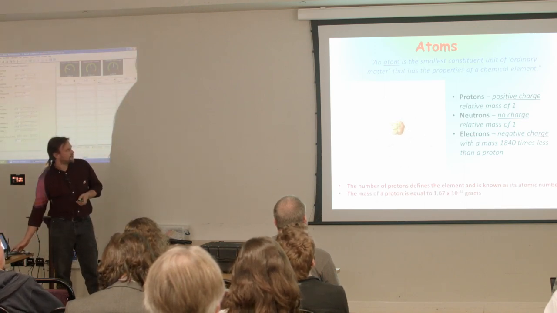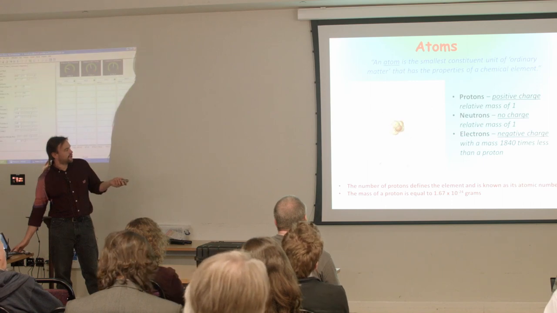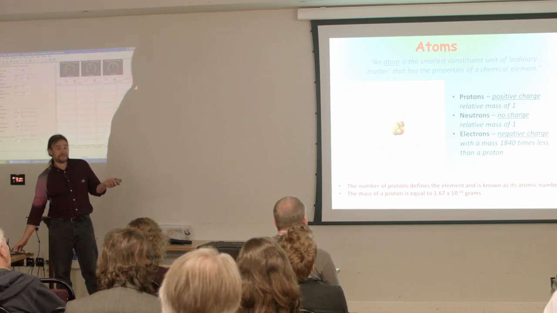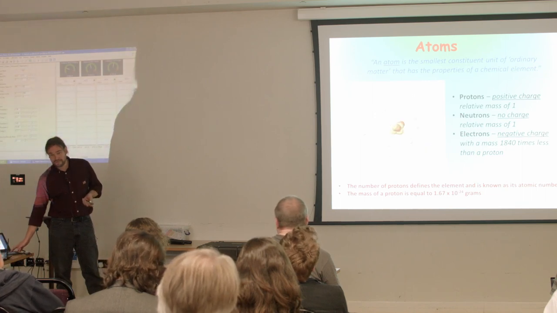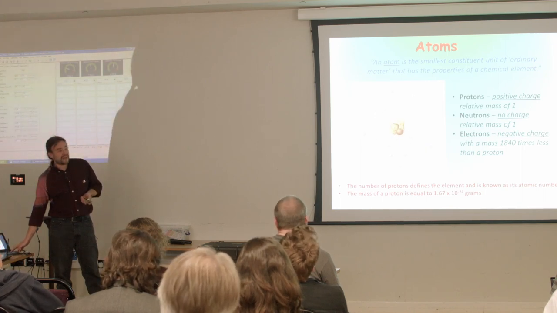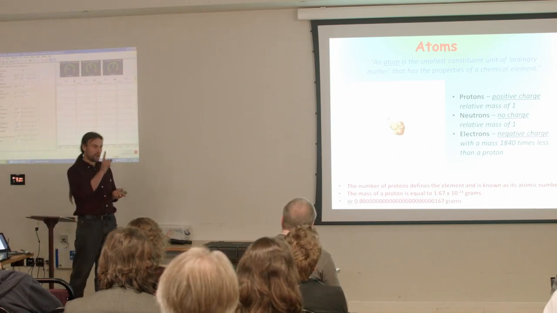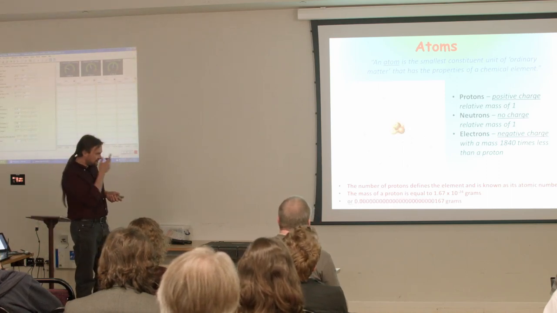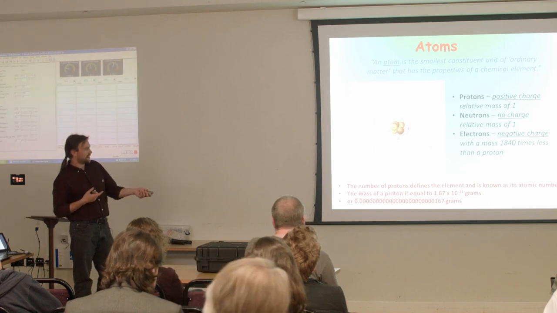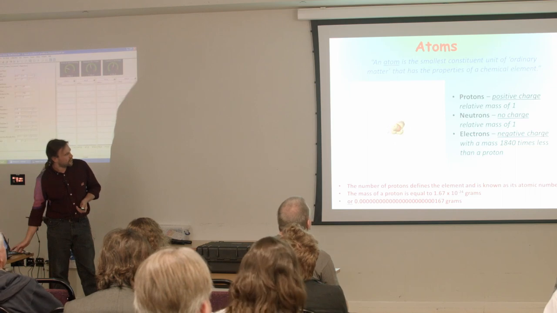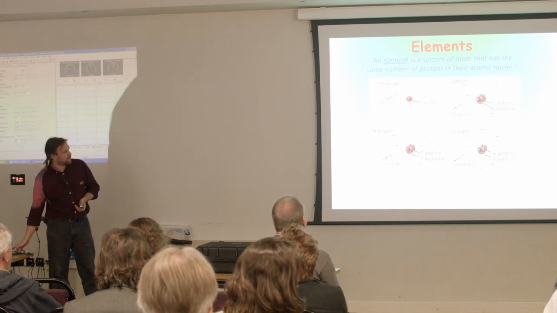So if we move on to, also the mass of a proton is equal to 1.67 times 10 to the minus 24 grams. So in order to weigh a proton, which is essentially the mass of a hydrogen, because a hydrogen is just one proton and one electron, you need a device that can measure to that level of accuracy. So that's the full 1.67 times 10 to the minus 24.